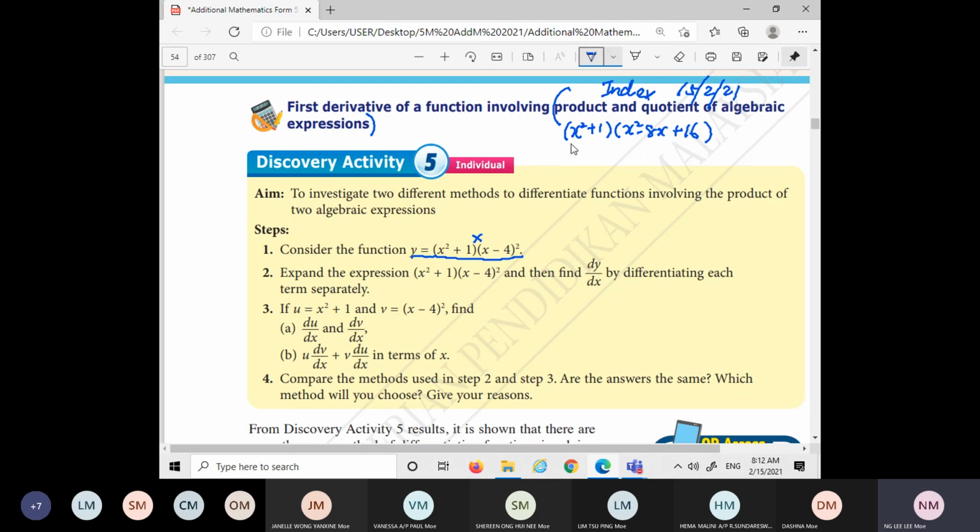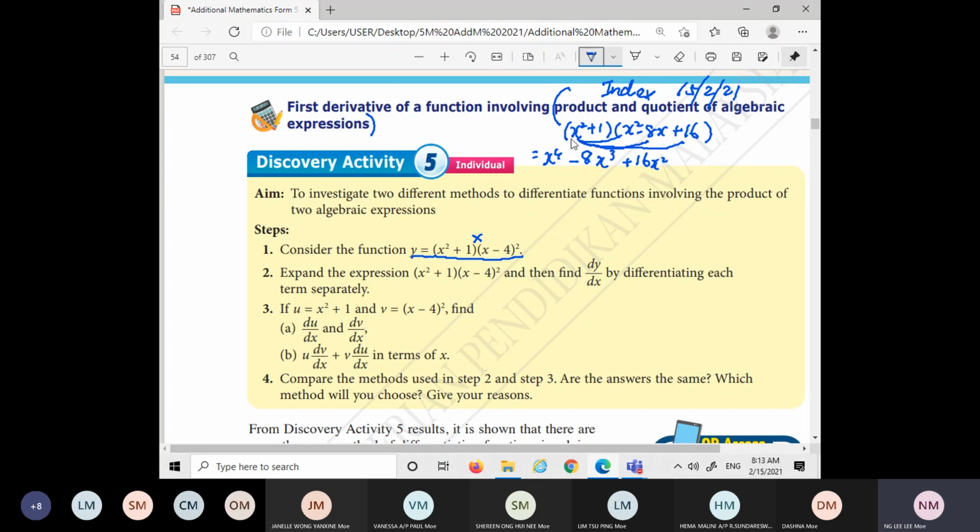Next, this one is complicated. You have two terms here and three terms here. When you want to expand, go term by term. First term to the first term: x squared times x squared, you have x to power 4. First term to the second term: negative 8, and then x squared times x, so x to power 3. Then first term to the third term: positive 16x squared.